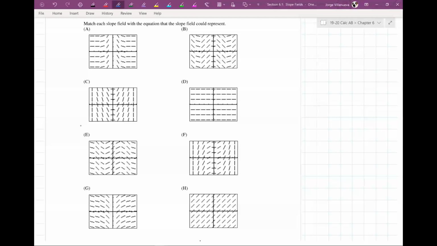If these are slope fields, they could actually give it to you two different ways. They'll either give you the original function, like this worksheet's going to give you, like y equals sine of x, y equals cosine of x, y equals ln of x.